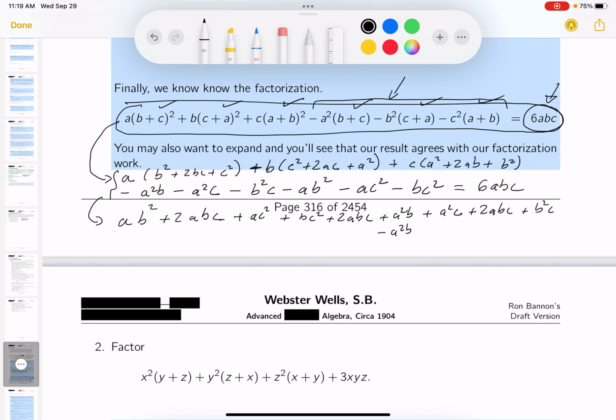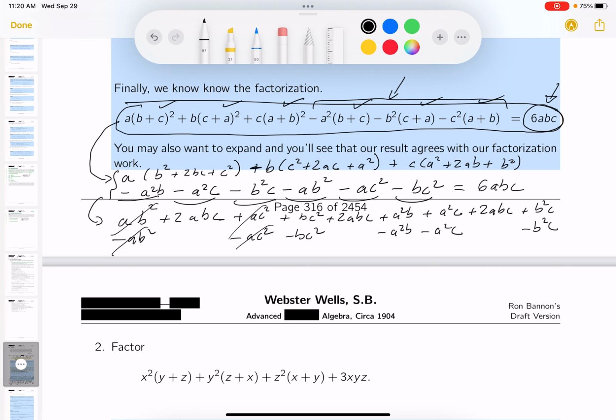And then minus a squared c. And then minus b squared c. I'm just doing these guys over here, by the way. Let's see, I said minus b squared c, right? And then minus ab squared. I like to line things up, by the way. Minus ac squared. Minus bc squared. And let's see what happens.